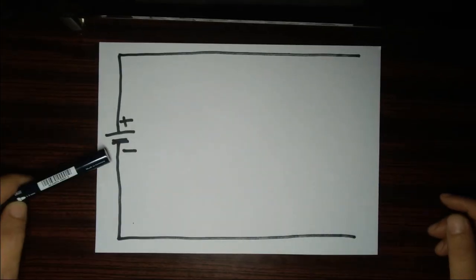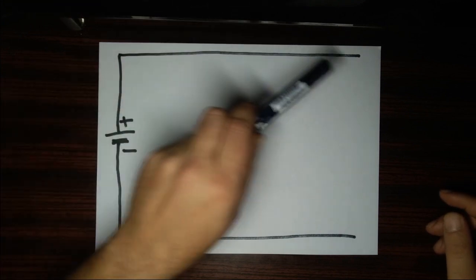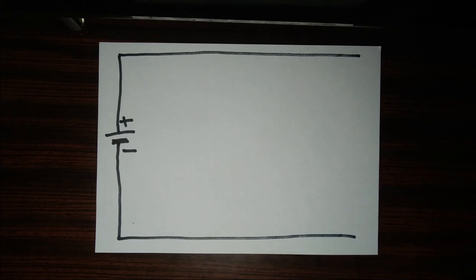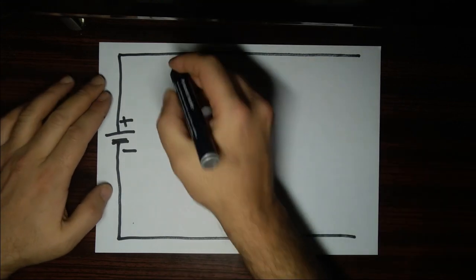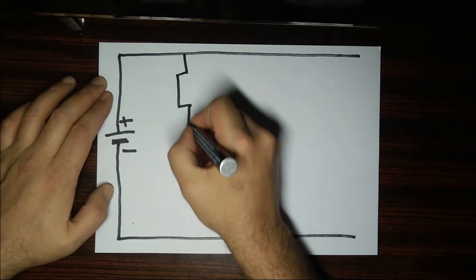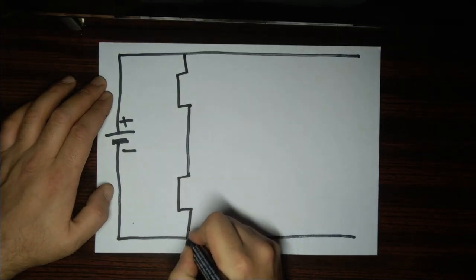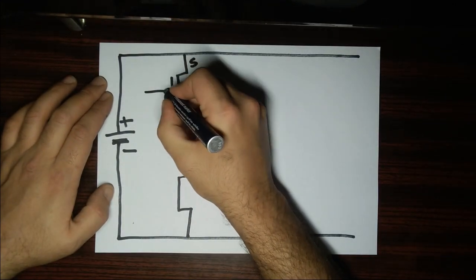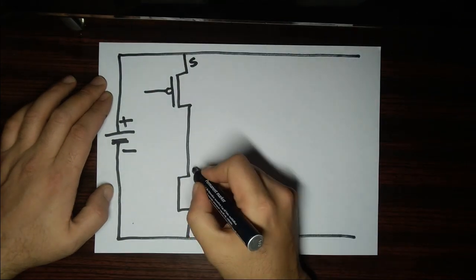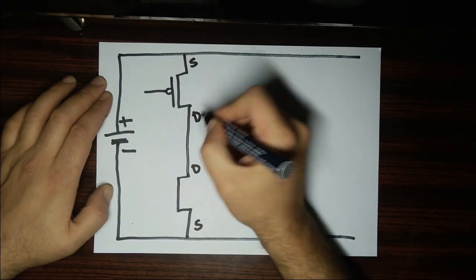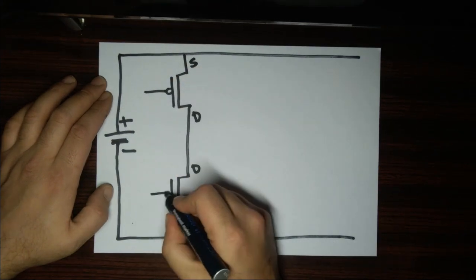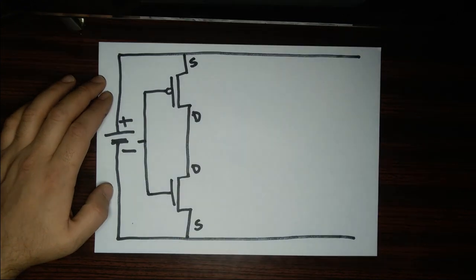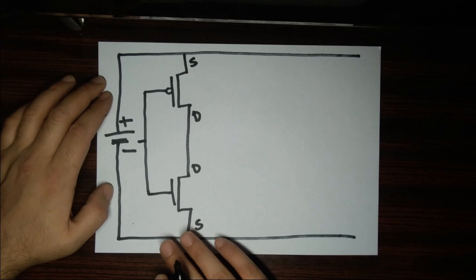Suppose we have a battery with its positive terminal connected to this rail here, and its negative terminal connected to this rail here. We will now insert a P-type MOSFET and an N-type MOSFET. Remember, for the P-type, its source is always connected to the positive rail, and for the N-type, its source is always connected to the negative rail. We will also connect the two drains and the two gates together. What we have effectively created is a CMOS NOT gate.